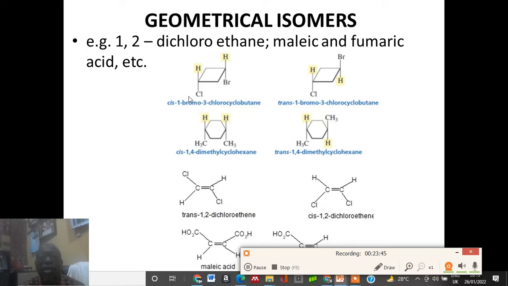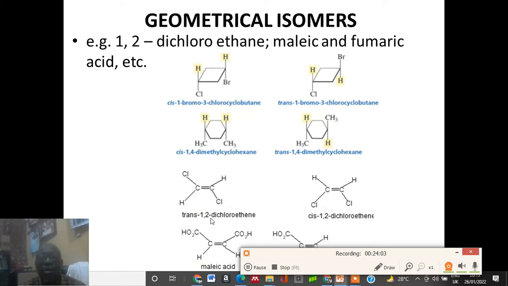In this structure, you can see that bromine and chlorine are on the same side. So this is the cis-1-bromo-3-chlorocyclobutane, and this is the trans isomer. These are geometrical isomers. Here's another one, 1,4-dimethylcyclohexane. You can see here that the methyl groups are on the same side. Here they are on the opposite side. This is the cis isomer, and this is the trans isomer.